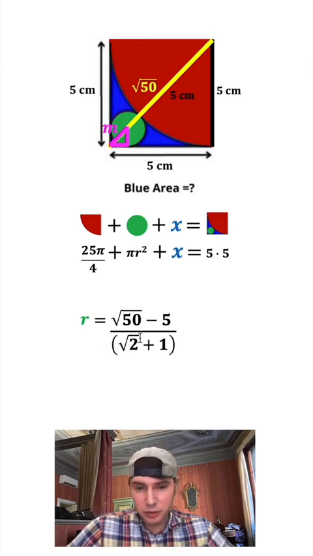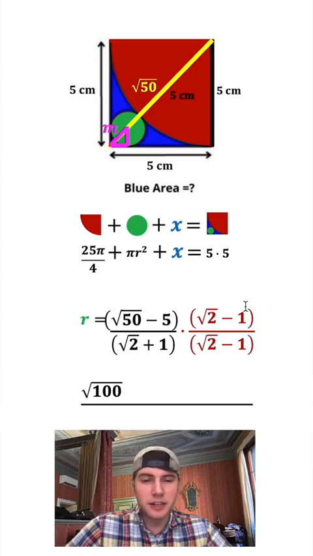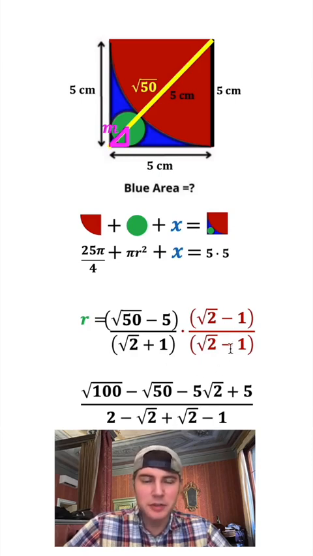Right now we have a radical in the denominator. We usually don't like that, so we're going to multiply top and bottom by the conjugate of the bottom. That's root 2 minus 1. Root 50 times root 2 is root 100. Root 50 times negative 1 is negative root 50. Negative 5 times root 2 is negative 5 root 2. And negative 5 times negative 1 is equal to positive 5. Root 2 times root 2 is equal to 2. Root 2 times negative 1 is negative root 2, and 1 times root 2 is root 2, and 1 times negative 1 is equal to negative 1. Square root of 100 is equal to 10, and 10 plus 5 is equal to 15.